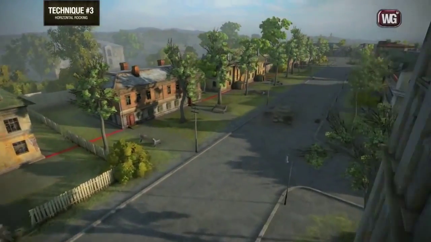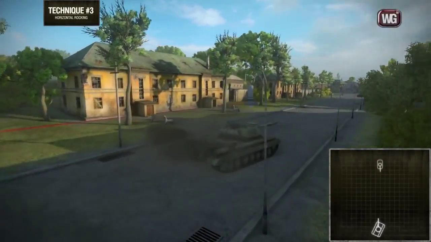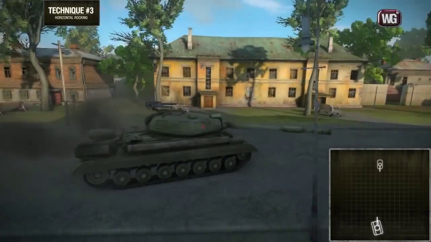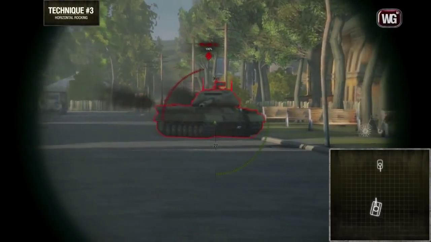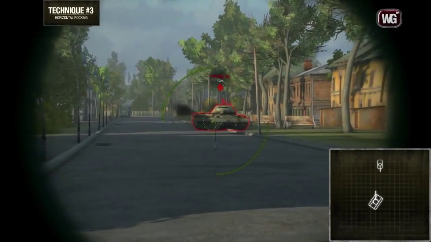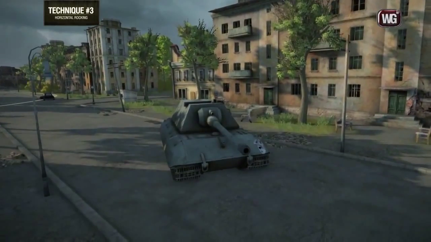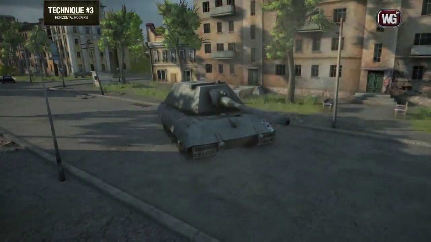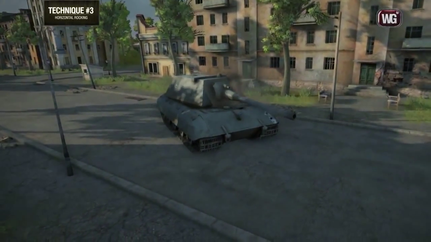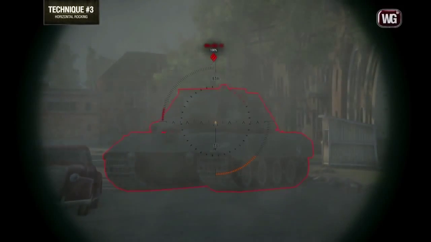Technique number 3. Making use of horizontal rocking. You can perform this common technique by driving your vehicle from left to right and back in short dashes. With this trick, your enemy won't be able to aim at your weak spots accurately and fire at your vertical armor gaps. This is especially helpful when your armor is relatively flat. While reloading, you can rotate your turret. We warn you that the enemy will have major difficulties aiming at its sides.